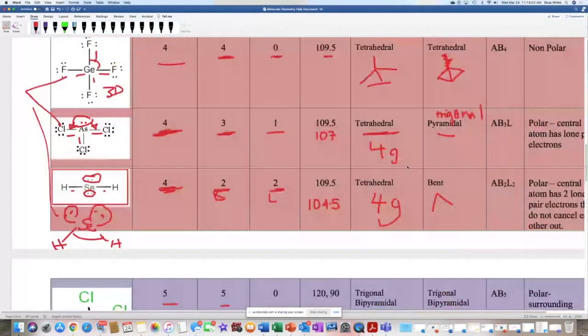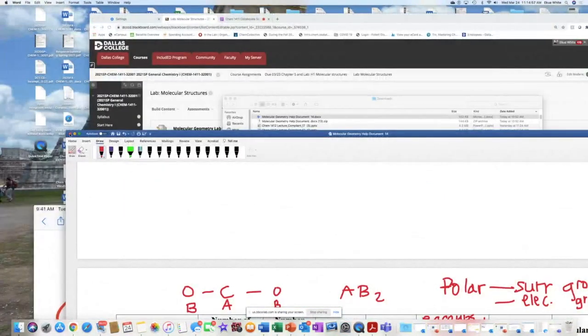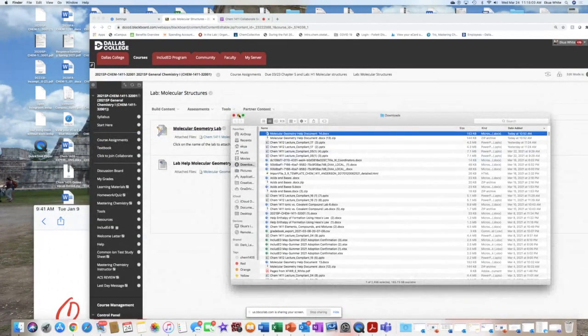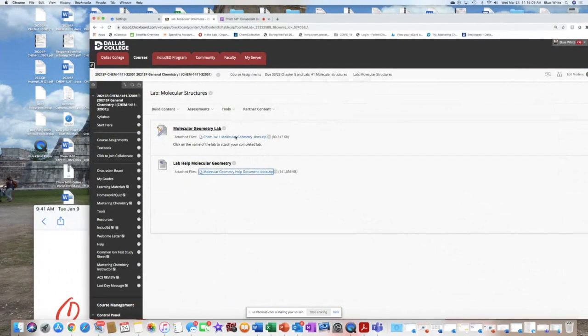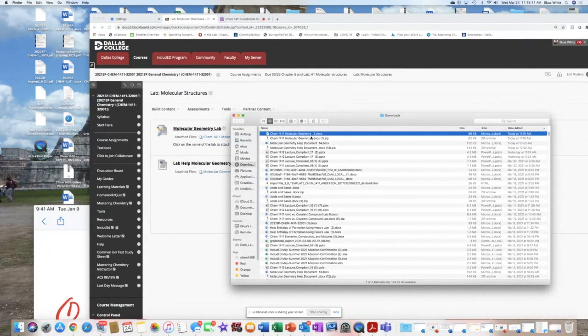Okay, so remember this table is in your help folder for your lab. That will help you quickly get to the end of the chapter to be able to do your lab. And of course, your lab is right here. And I think I gave you guys an example of how to work your lab.